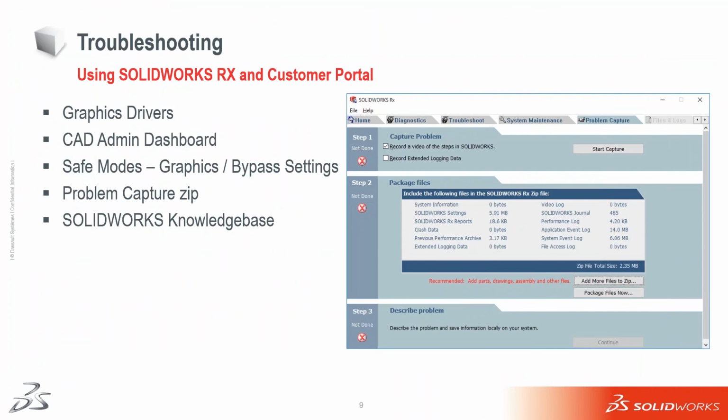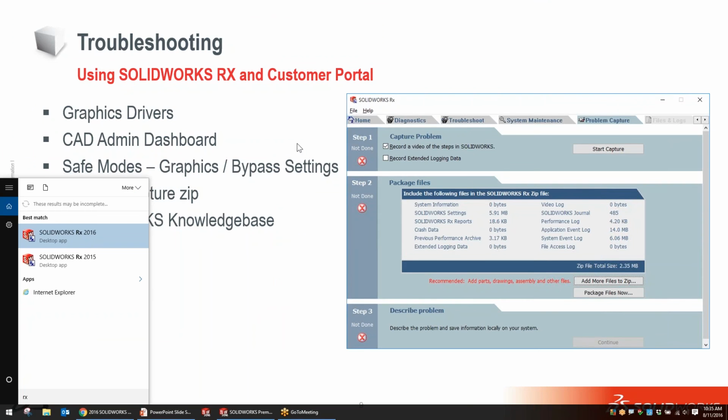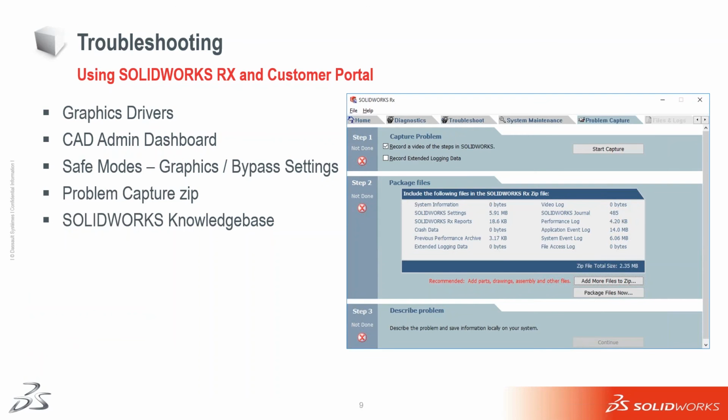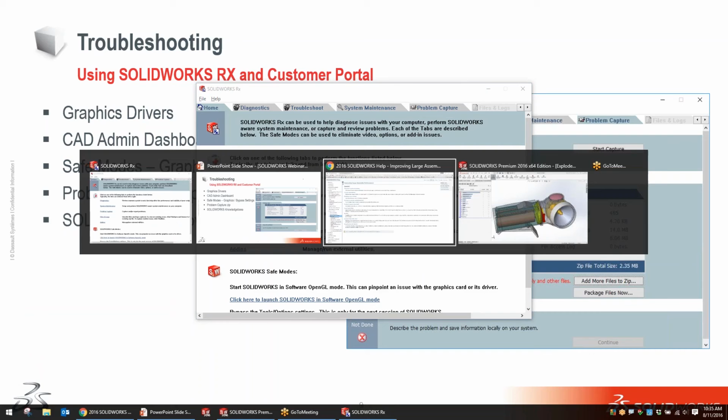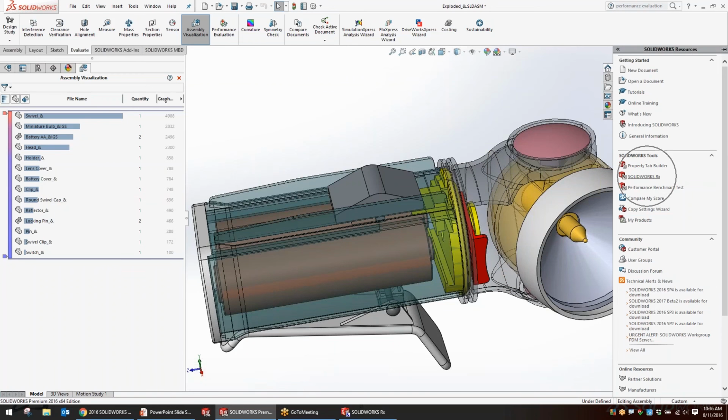The last thing I wanted to highlight was some troubleshooting options if you are having crashing issues or problems with your machines and you want to get us involved, or get SOLIDWORKS involved, and we'll find out what's going on with you. The first thing you should do is go ahead and launch SOLIDWORKS RX, and that's available in the Start menu under SOLIDWORKS Tools, and I'm just searching my Start menu here for SOLIDWORKS RX 2016. You can also launch it from within SOLIDWORKS on the Home tab.